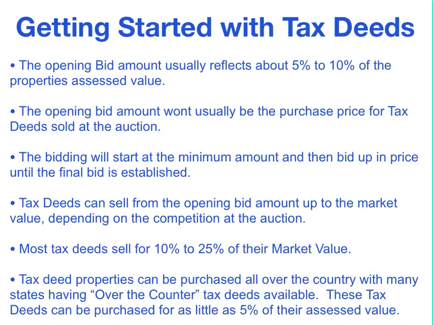Another property started at 10,000. We purchased it for just over 20. Another single family home. So it just really depends on the type of property. The bidding is going to start at that minimum bid amount, and then it's going to bid up in price until the final bid has been established.